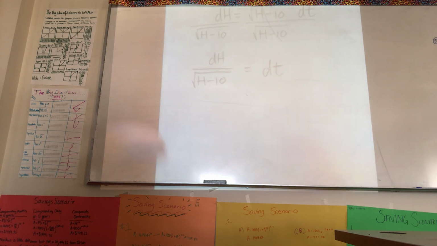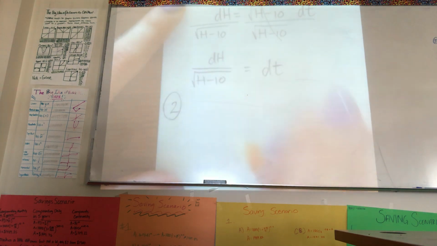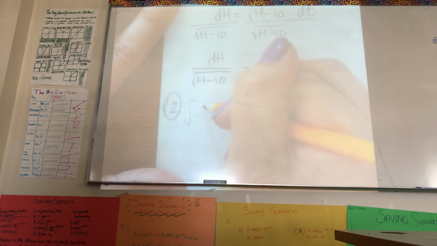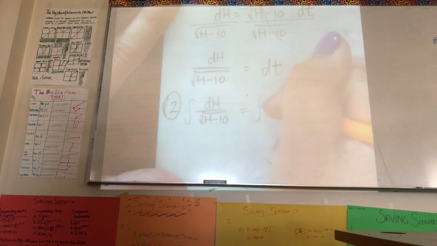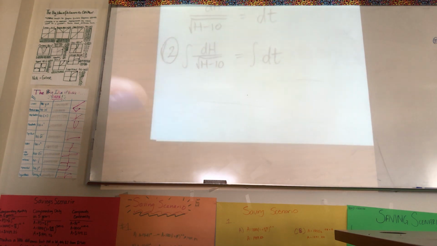Okay, what's step 2? What do I do next? Yes, integral sign. So I'm going to write it with an integral sign. Yeah, it does, because of the h. Now, to integrate something like this, we can't just straight up integrate. What do we need to do? Rewrite first. Oh, yeah, substitution.